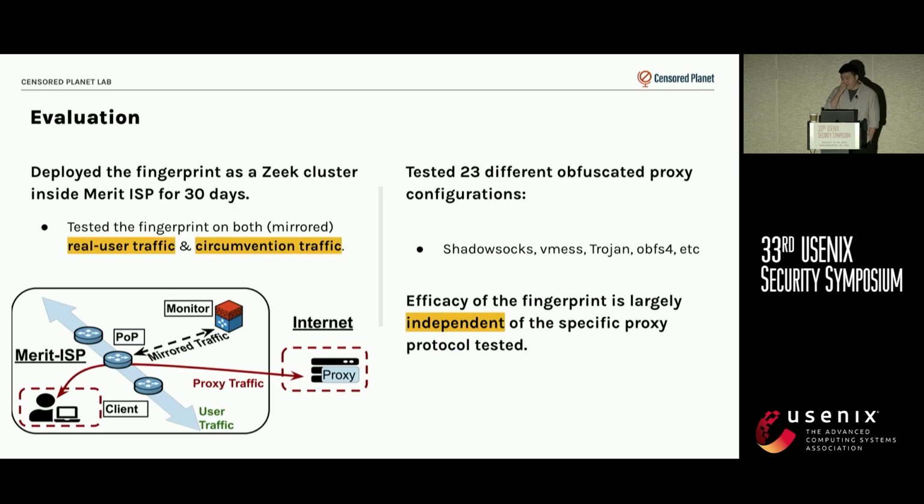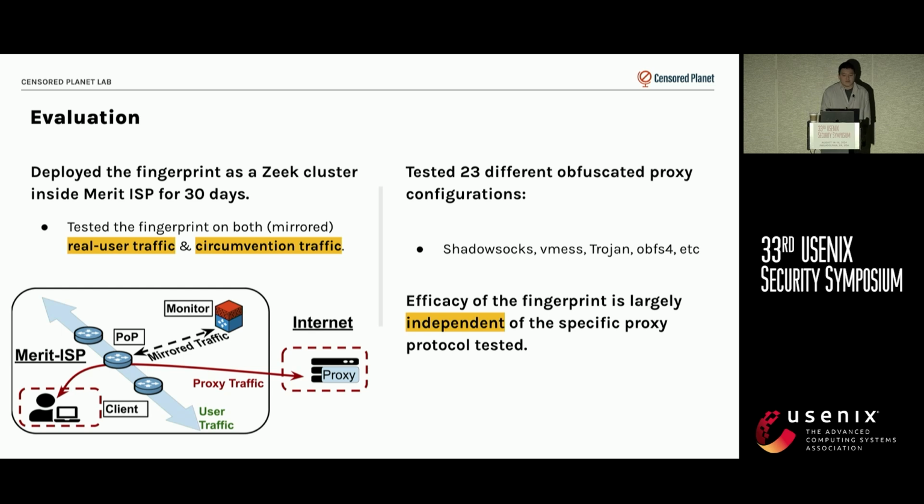So let's talk about how effective this fingerprint is in practice. For evaluation, we play the role of a censor and actually deploy the fingerprint inside a real ISP for months. We tested this on traffic from real users that are served by the ISP and also circumvention traffic that we generated ourselves as a customer of the same ISP. We tested 23 different obfuscated proxy configurations, including the most popular ones like Shadowsocks, VMess, Trojan, and others.